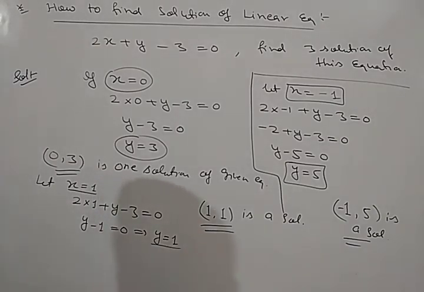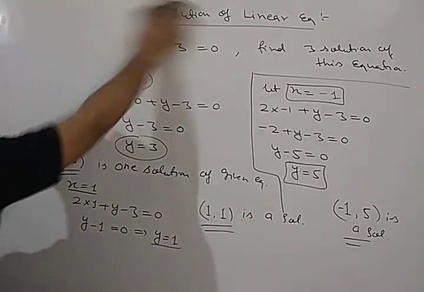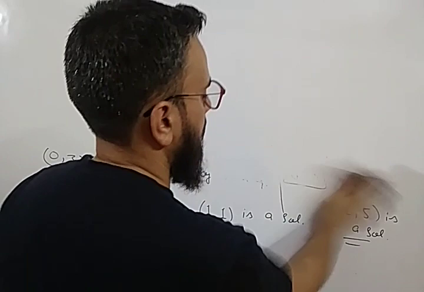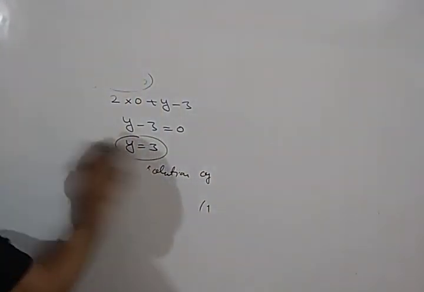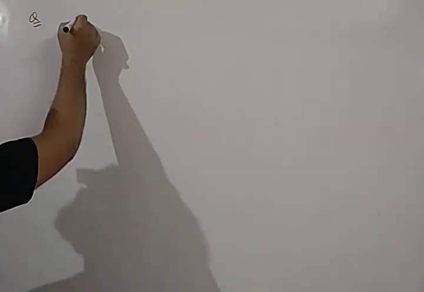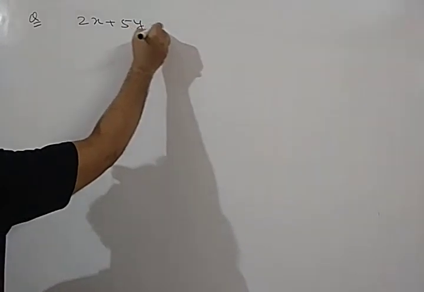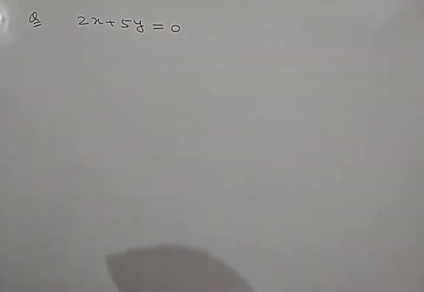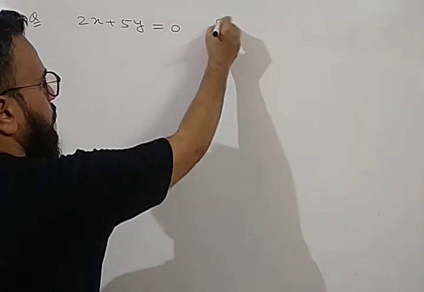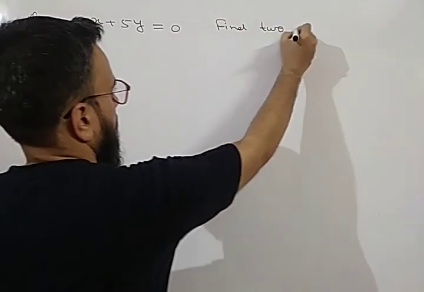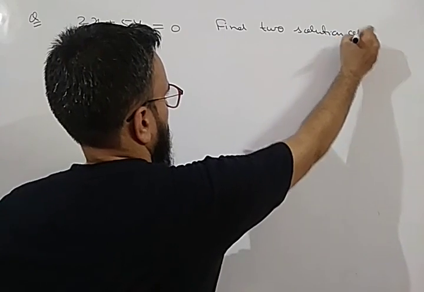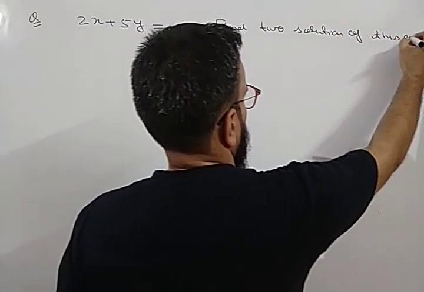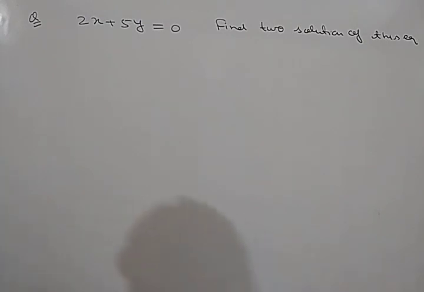Or let us take one more question. This was just an example of how to find the number of solutions. Now solve some questions based on this particular method. Now we have given a question. The equation is 2x plus 5y is equal to 0. Find two solutions of this equation.